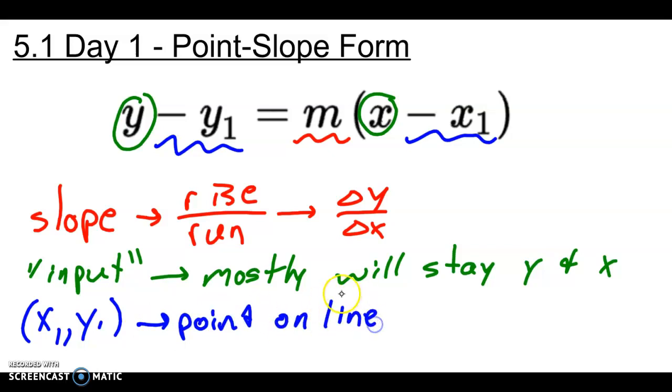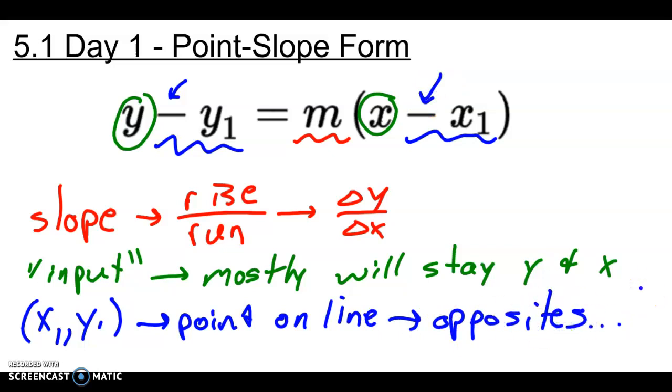Now, a couple things to address. First of all, the fact that you're subtracting both of them, it's going to be the opposite values of your point. So that's going to be best explained if we just look at a couple of examples.